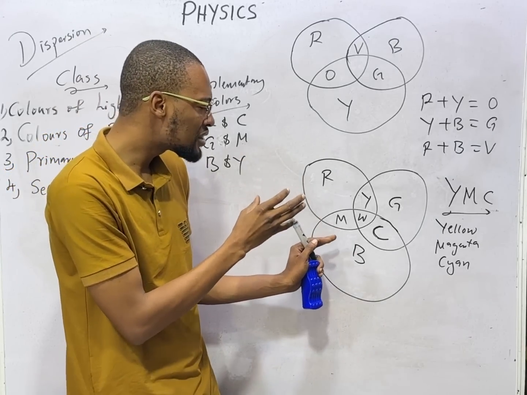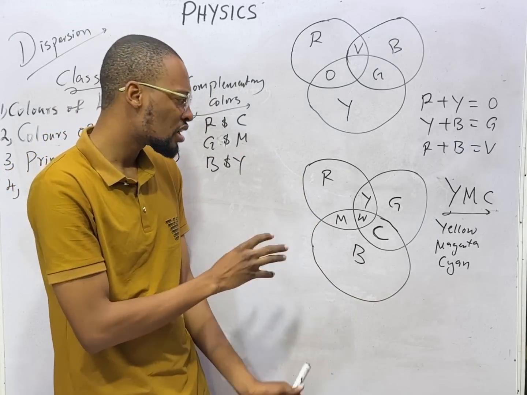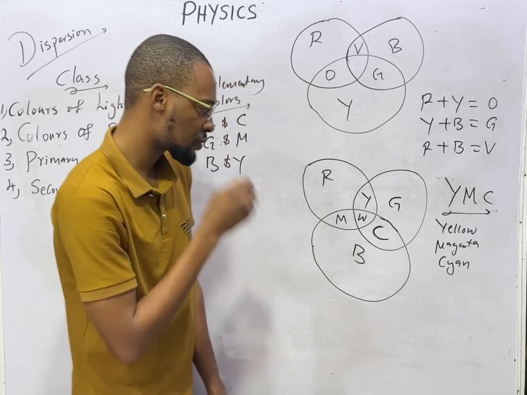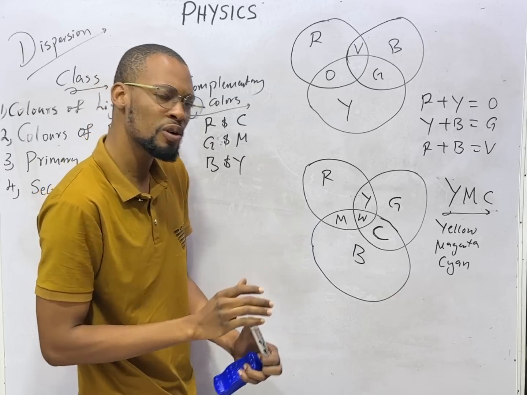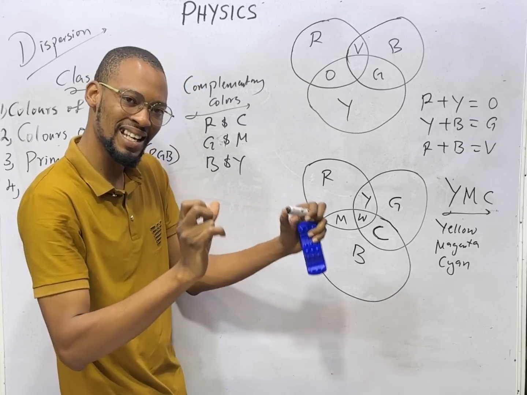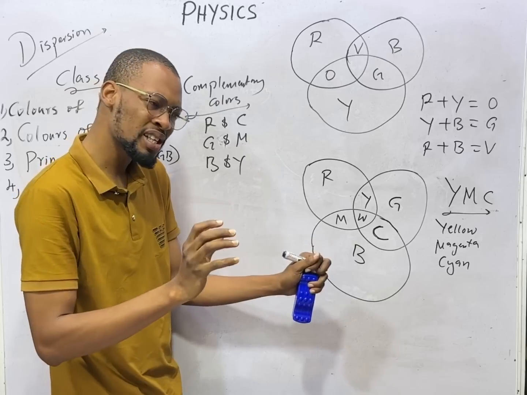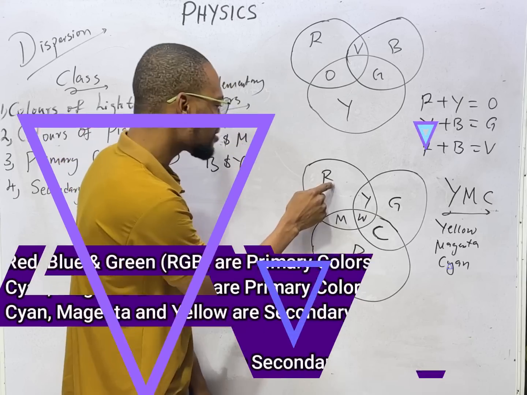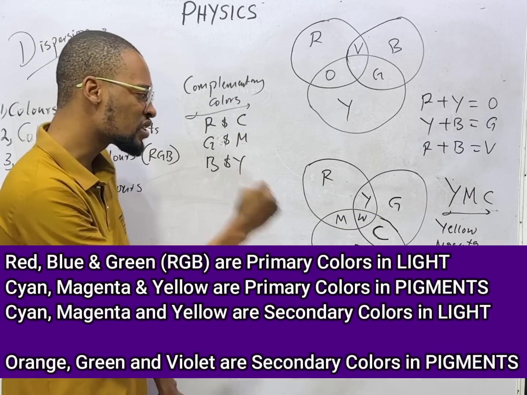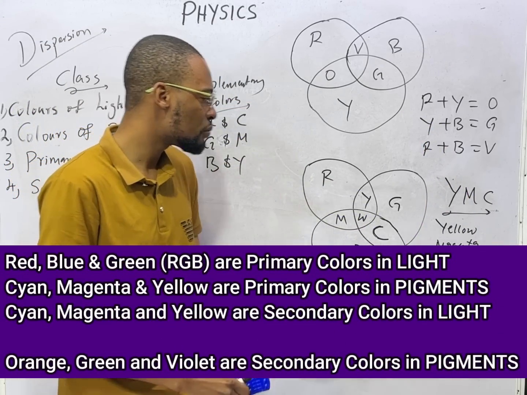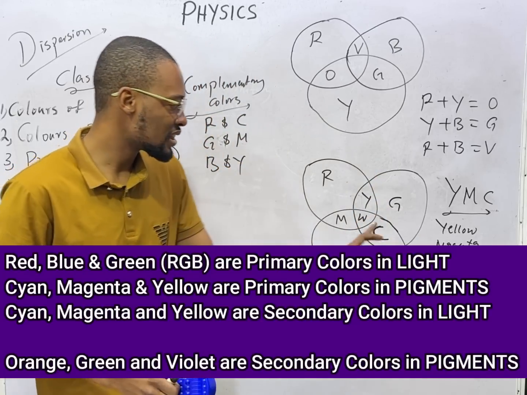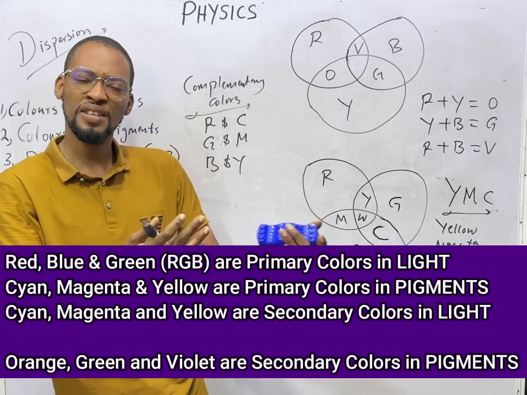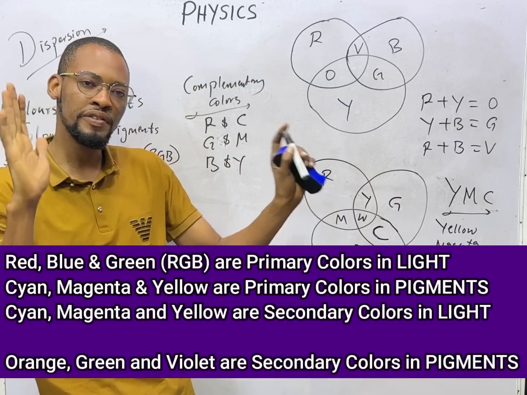If you have something like this, ladies and gentlemen, this is what happens. I told you that the subtractive colors are yellow, magenta, and cyan. If you see this cyan, it is facing red. So cyan will absorb red, leaving us with blue and green. So subtractive colors absorb one of the primary colors, leaving the other two.